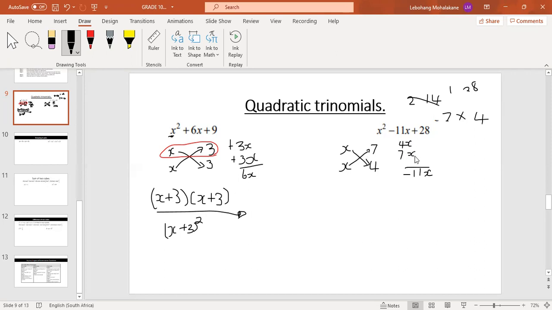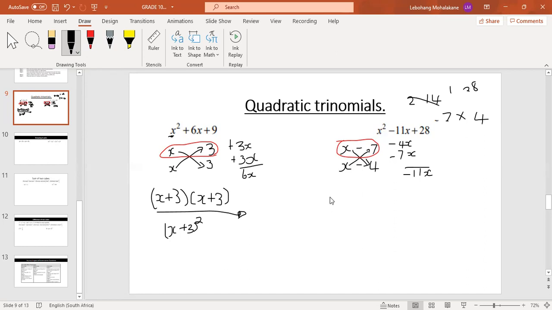So I need to understand something. In order for me to get negative 11x, both of them have to be negative. So it means I'm going to have a negative here and a negative here. And then when I pair them like this, although I multiply this x with the 4, I pair the x with this negative. Right now, it seems like it's the same thing because we don't have the value of a here. But you're going to see once we do questions that involve a number as a coefficient for x squared.